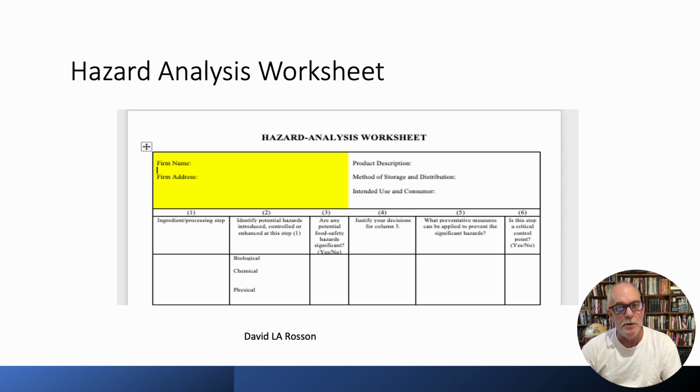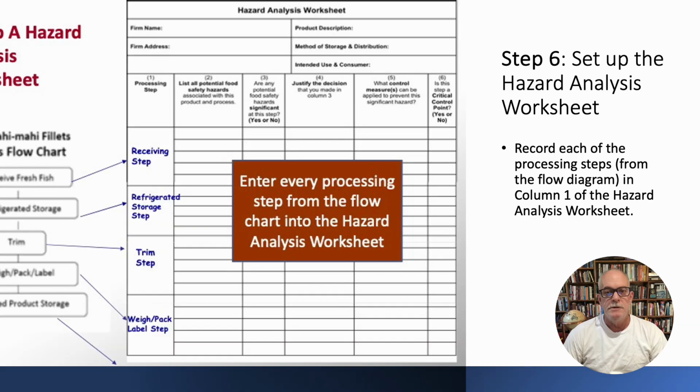Here we go. Step number 6. 18 steps to a HACCP plan. So you're going to take the steps from your flow diagram, your verified flow diagram, and you're going to put those in column 1 on your hazard analysis worksheet. Now, if you have a lot of steps, you're going to need multiple pages here. So make sure you get as many pages as you need.